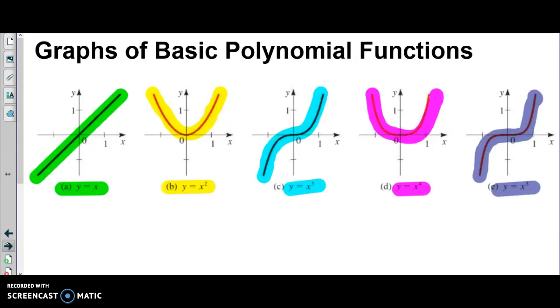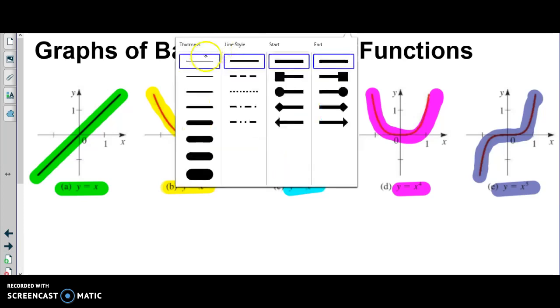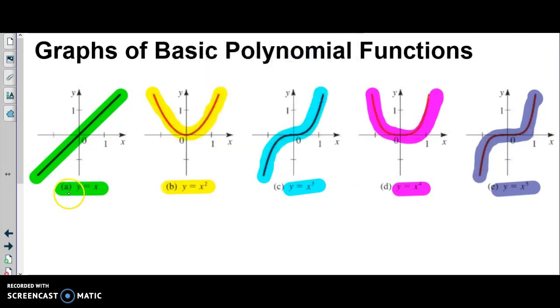Here's some information about the graphs of basic polynomial functions. We also like to identify these as our parent functions. Very, very important to know these parent functions. Notice that y equals x forms a line. Y equals x squared forms our parabola. Y equals x to the third forms this little S, kind of looks like a snake.